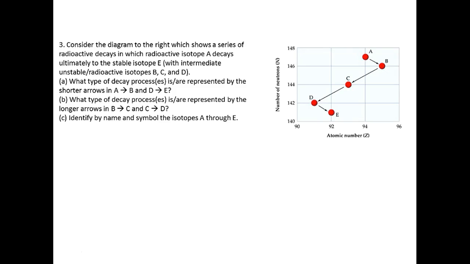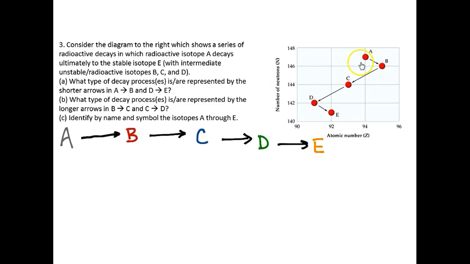Moving on to number 3, consider the diagram to the right, which shows a series of radioactive decays in which the radioactive isotope A decays ultimately to the stable isotope E with intermediate unstable, radioactive isotopes B, C, and D. So this is actually pretty common for a decay series to occur, where the first isotope A is unstable, decays to B, which is also unstable, decays to C, which is also unstable, and it will continue to decay until it gets to a stable isotope, which in this case is E. And so these series of decays are pretty common.